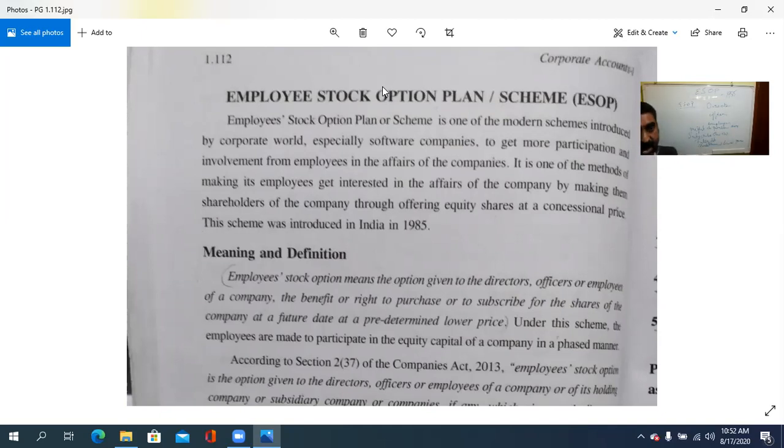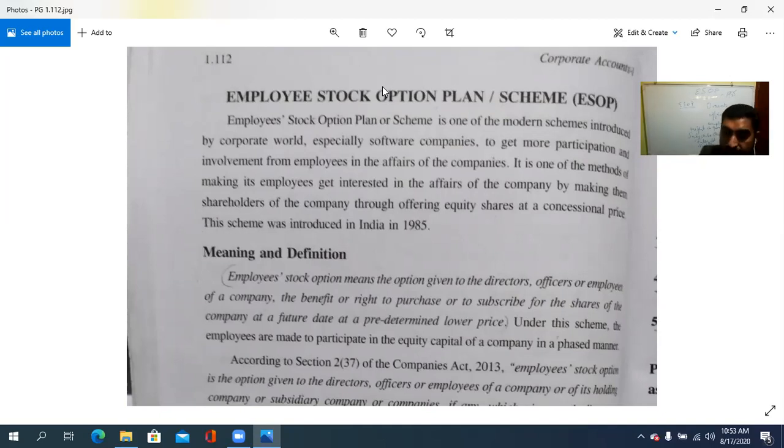So once again, ESOP, employee stock option, means the option given to the directors, officers, or the employees of a company, the benefit or the right to purchase or to subscribe for the shares of the company at a future date at a predetermined lower price. Therefore, under this scheme, the employees are made to participate in the equity capital of a company in a phased manner. So they are involved in the affairs of the company. For that purpose, this scheme was introduced in India in 1985.